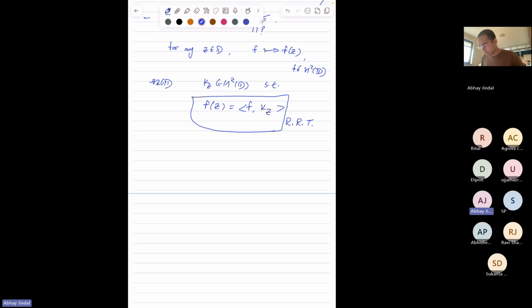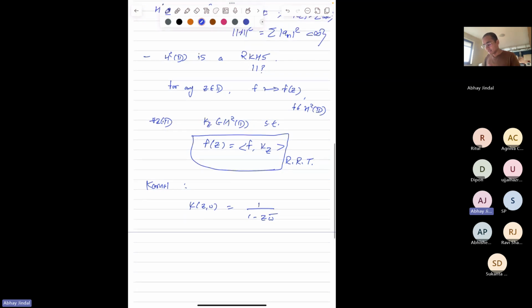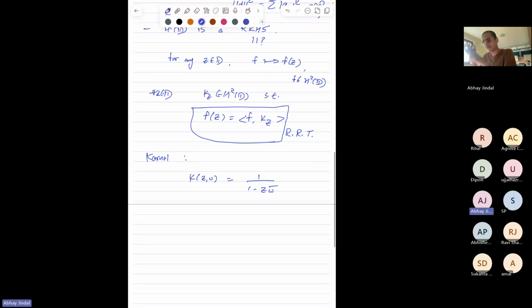The kernel, the Szegő kernel, the formula for this function k_z is given by 1 upon 1 minus z w bar. Now we can actually derive it from this definition. What is the definition of k_z? k_z is actually the function which is uniquely obtained from the Riesz representation theorem as a representation of the linear functional which is evaluation at z. So all of this is canonical, unique. So we can actually obtain this formula for K from that.